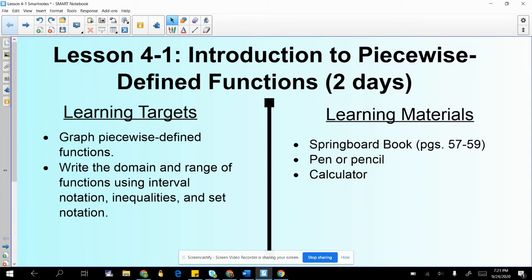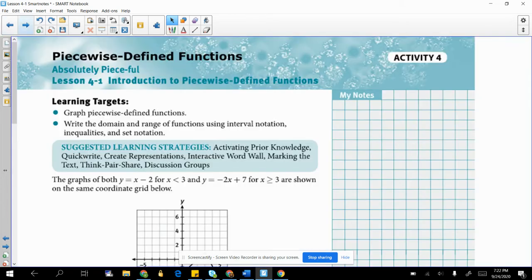Hi guys, welcome back. Today we are going to be talking about lesson 4.1 and we're going to spend a couple of days on this because I've found in the past that people have a little bit of trouble with piecewise defined functions. So it says 2 days, we may spend like 2 or 3. But it is in your Springboard book on page 57. That is where we're going to start, so you need that. You need a pen or a pencil. You'll probably want a calculator, and I would even recommend maybe having different colored pens or colored pencils because I'm going to be using a lot of different colors today to show you the different pieces of a piecewise function. Okay, so let's get started.